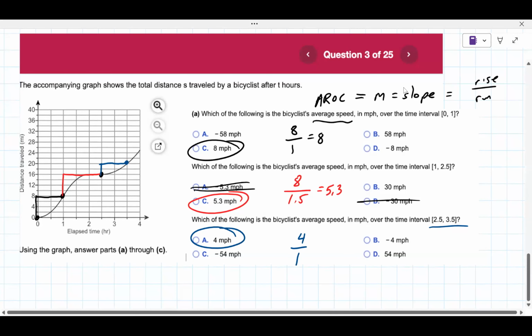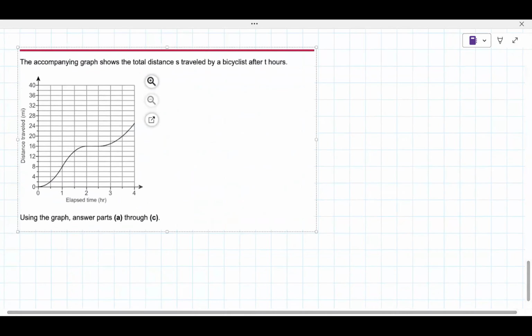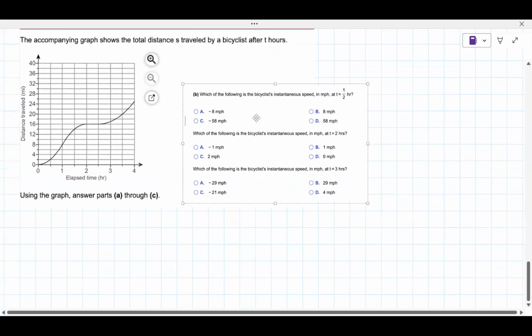So average rate of change is the slope. It's rise over run, rise over run. Do you feel like you could do that on your own if that came up again? Great. So one of the nice things about the virtual format here is I can re-snip the questions and the graph here, and we can go on to B and do as much here as we can. So let me snip this in, move this up.